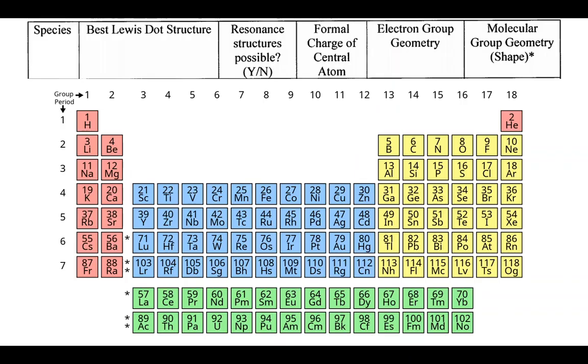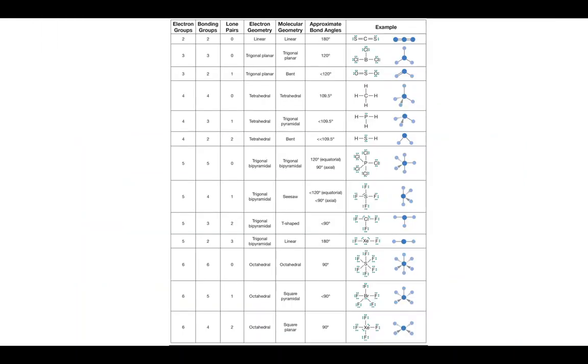So I saved these for later. Essentially, for this last part of the exam here, they gave you a species, and they want you to draw the best Lewis dot structure, indicate whether or not resonance structures are possible, specify the formal charge on the central atom, and give the electron group geometry and the molecular geometry. And then this table is just helpful for determining that. So our first one is BrF5.